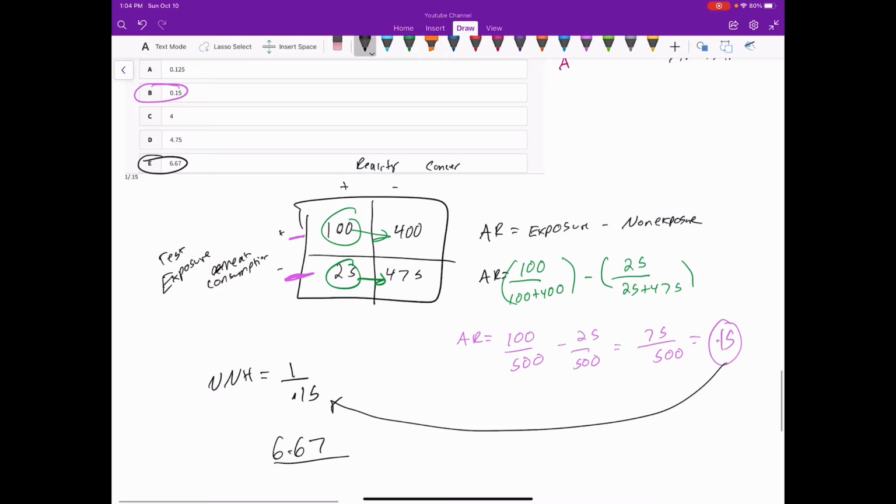So what does that mean? You need 6.67 people to be exposed, or to eat meat, in order for one of them to be harmed. But is it 6.67? Technically, but it's really 7. You can't have 6.67 people. You can't have 6.5 of a person. So you got to round up to 7 whenever you're talking about numbers needed to treat or numbers needed to harm people. That's really not too bad.